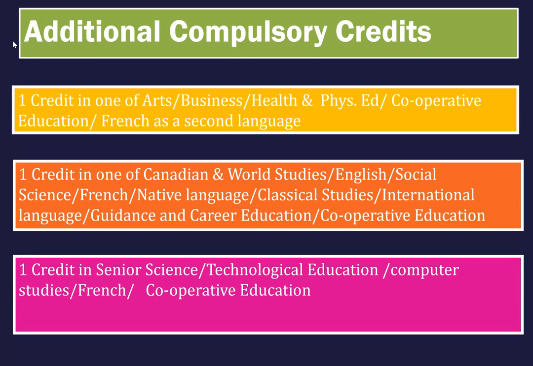Additionally, to graduate in your compulsory courses, you need 1 credit from each of these boxes. So you need a credit in either an additional art, business, phys ed, co-op, French. You also need 1 in either Canadian World Studies, English, and by English I mean writer's craft or media, social science, French, international languages, guidance, co-op, and 1 in either a senior tech, any level tech, computer studies, French, or co-op. So as you go through, it's important to check in Myblueprint that you have checked off these compulsory requirements so you're not stuck in grade 12 having missed a senior science or tech that you need to go back and take.